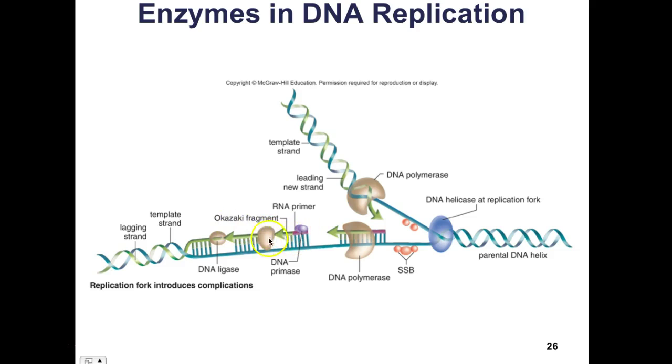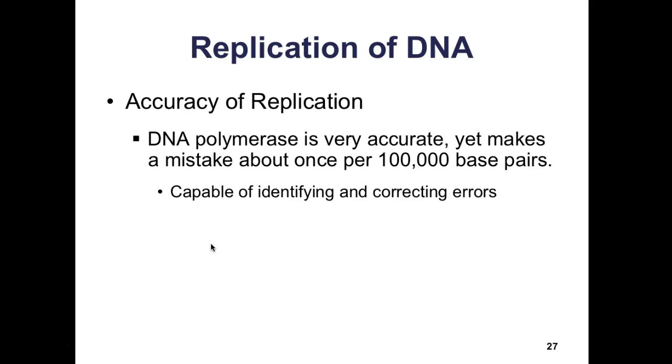Those segments of newly replicated DNA are called the Okazaki fragments. Eventually you need to fuse all those fragments together. That is where DNA ligase comes into play. DNA ligase will fuse all those strands together. As for the accuracy of replication, DNA polymerase is very accurate, yet makes a mistake about once per 100,000 base pairs, and it's capable of identifying and correcting those errors. Now, as one ages, that of course becomes more significant.